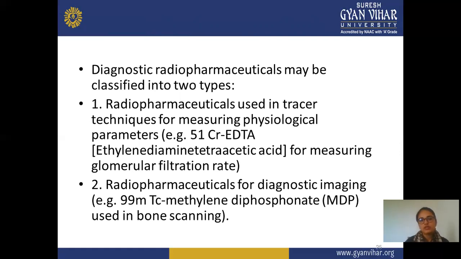Diethylenetriamine pentaacetic acid is used for measuring the glomerular filtration rate. This is one example of a diagnostic radiopharmaceutical, named diethylenetriamine pentaacetic acid, and it is used to check the glomerular filtration rate, mainly as a tracer. Then there are radiopharmaceuticals for diagnostic imaging, in which 99mTc methyl diphosphonate, that is MDP, is used to perform scanning. This is another subtype of diagnostic radiopharmaceutical, mainly used for diagnostic imaging, for example as a bone scanning agent.